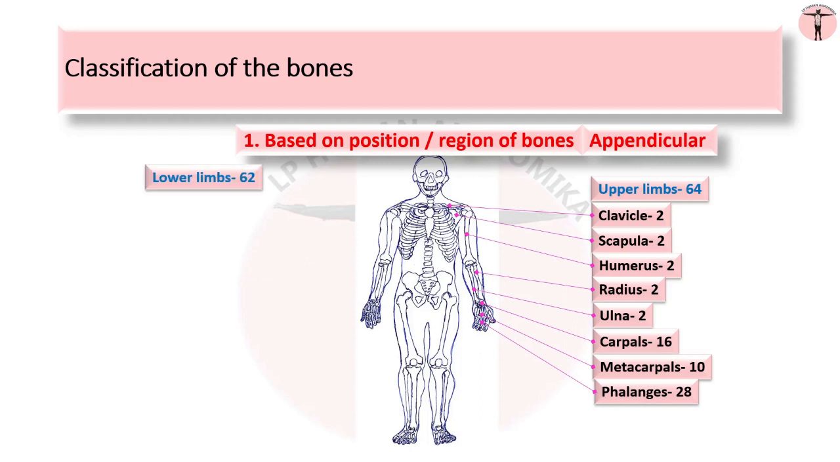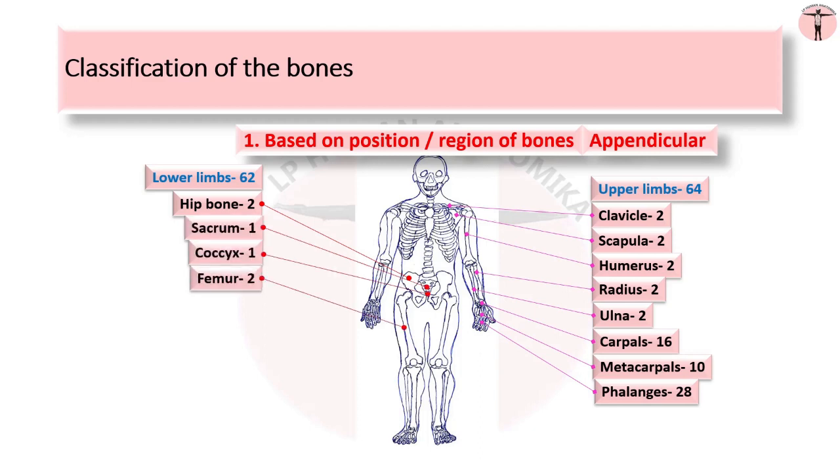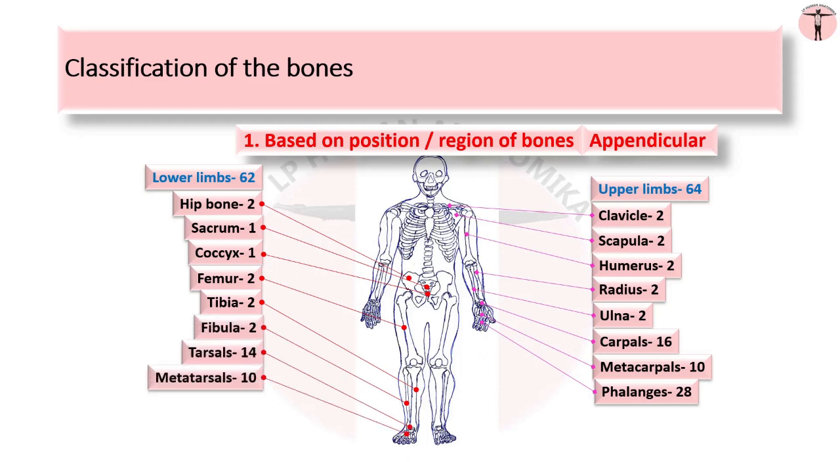Under a pair of lower limbs, there are 62 bones altogether, 31 on each side, right and left. The following are the details of lower limb bones: 2 hip bones, 1 sacrum, 1 coccyx, 2 femurs, 2 tibia, 2 fibula, 14 tarsals, metatarsals 10 bones, phalanges 28 bones.